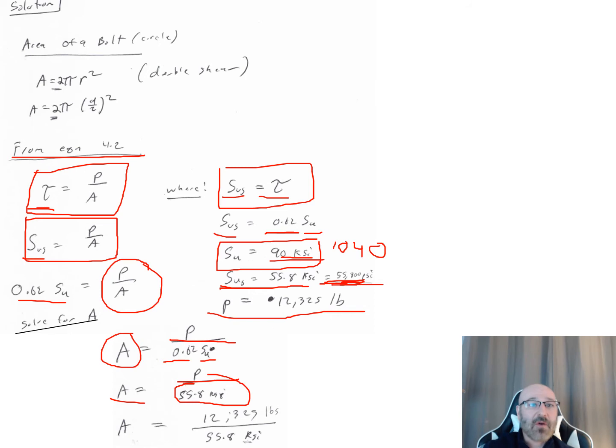So we can say now, if we want to convert that, because this is in pounds right here, convert that to PSI right there when we do our calculation out. Area is equal to 12,325 pounds, which is our given load right there, divided by now our tau value, or our SUS, or 0.62 times our SU. Again, I keep bringing this up just because I want to reiterate all of that for you guys, where that came from right there. Plug that in now, and we can now solve for our area.